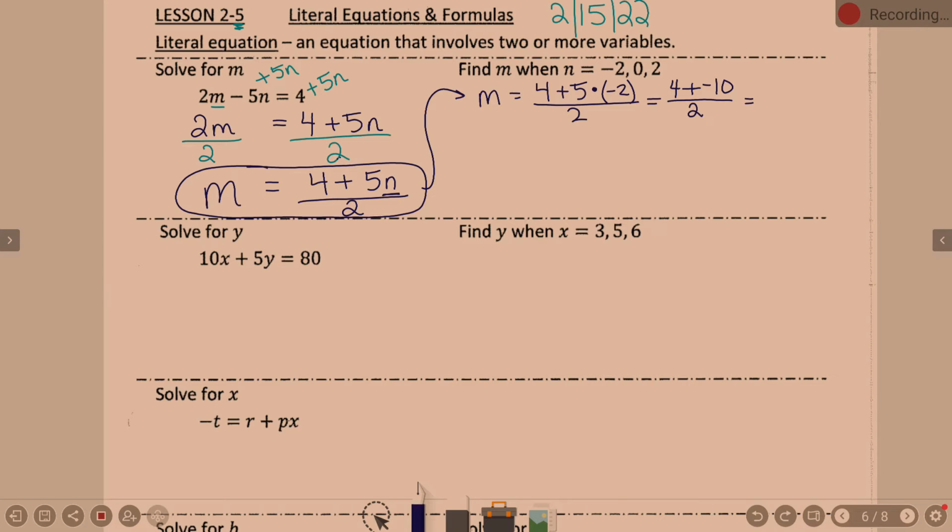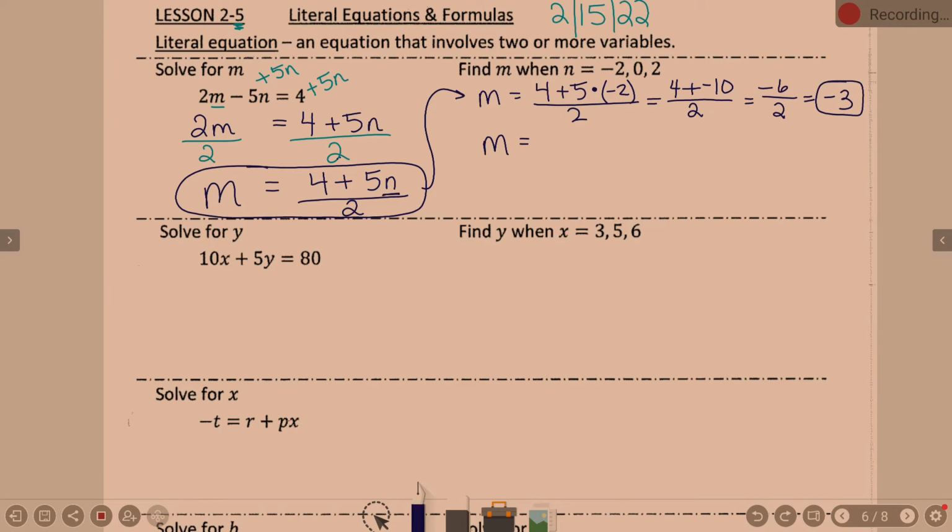-6. Remember, grab a calculator if you need to. -6 divided by 2 is -3. There's my first answer. Am I done? No, because they gave me 2 more, didn't they? What if the last one be the same, which is positive? Nope, it does not.